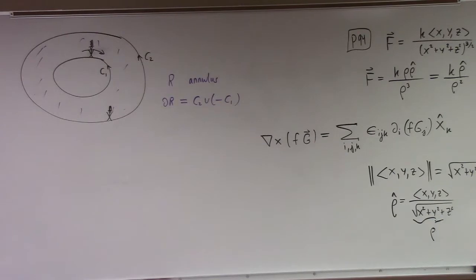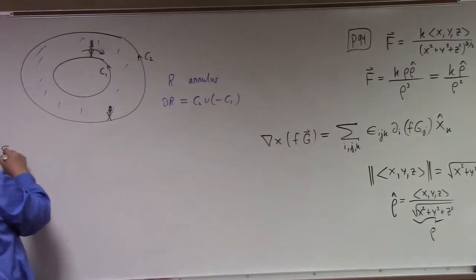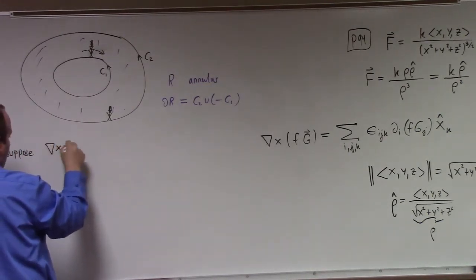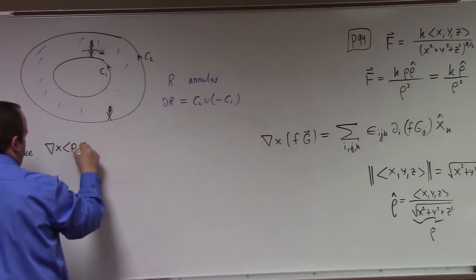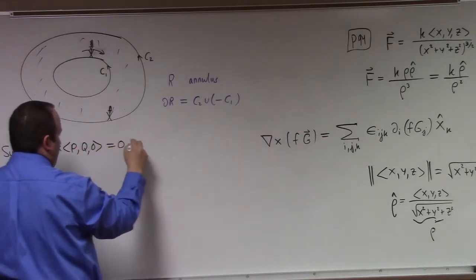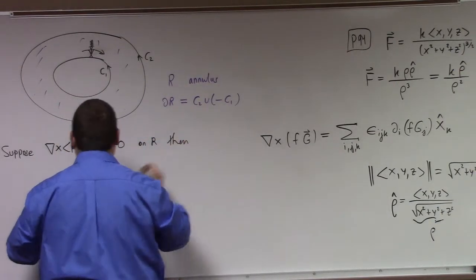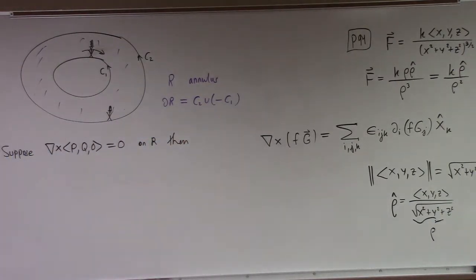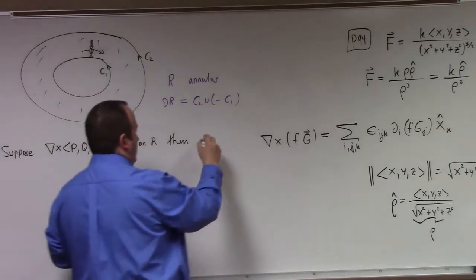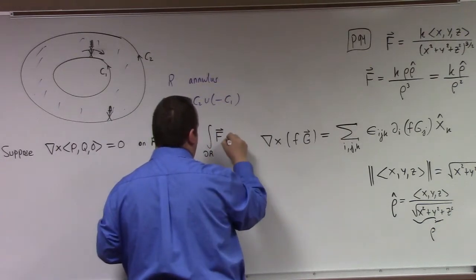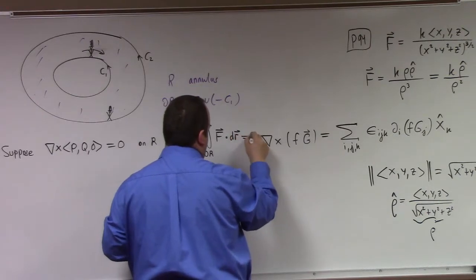These two different forms of Green's theorem mean different things. So suppose, first of all, let's suppose that the curl of P, Q, 0 is equal to 0 on R. Then what happens to this theorem? We get that the integral over the boundary of R of f dot dr is straight up 0.